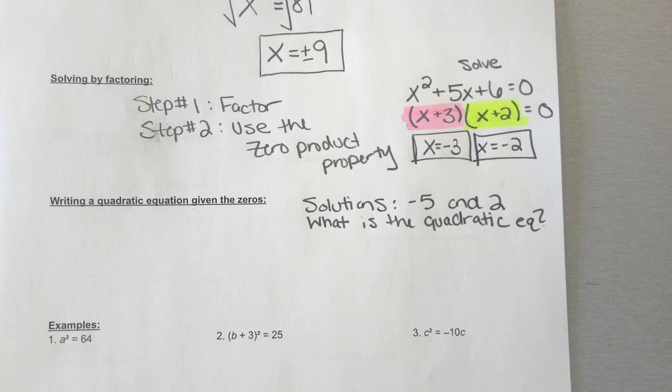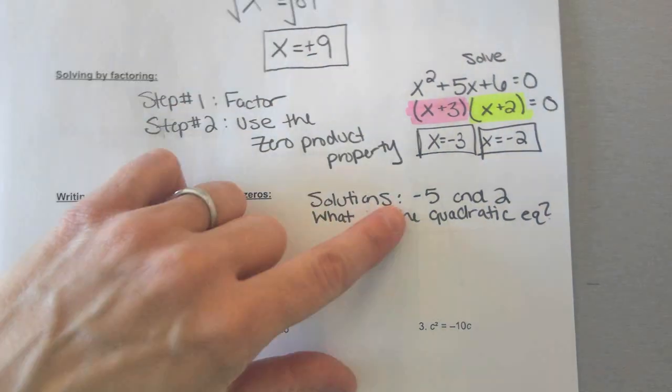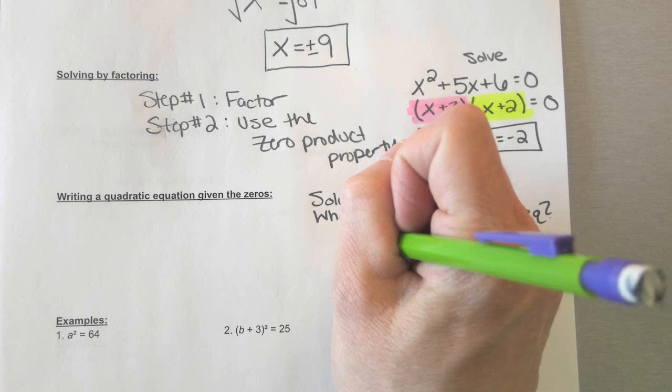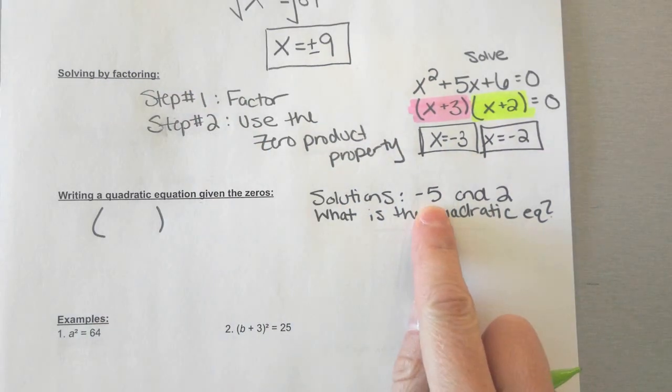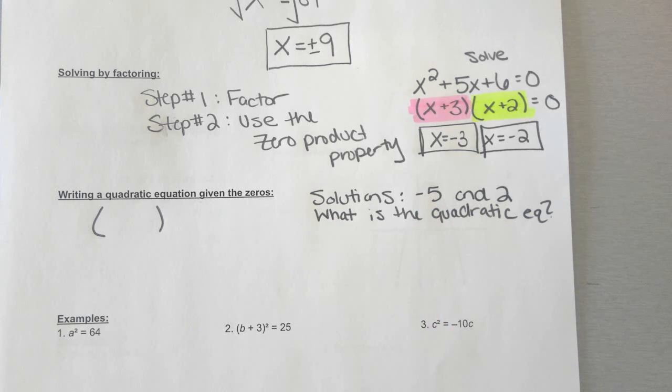Okay, think backwards from what we just did. So it's the same skill, but in reverse. If -5 is a solution, what parenthesis would it have come from? So think backwards. So -3 was a solution because we had this parenthesis. If -5 is a solution, it would have come from x plus 5.